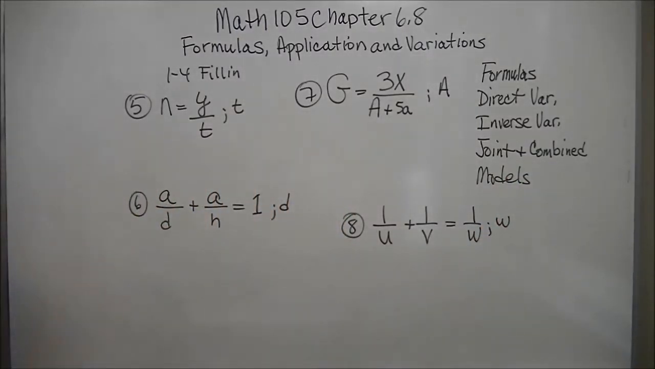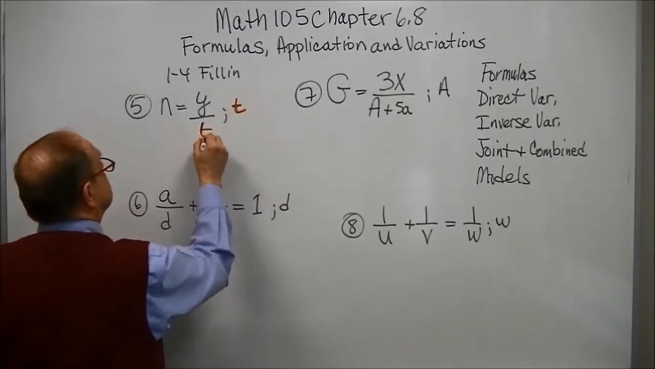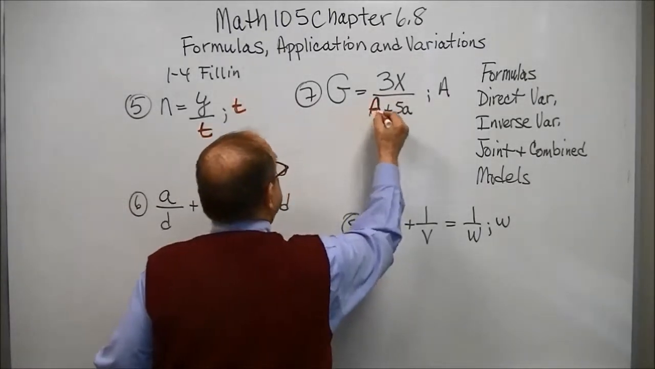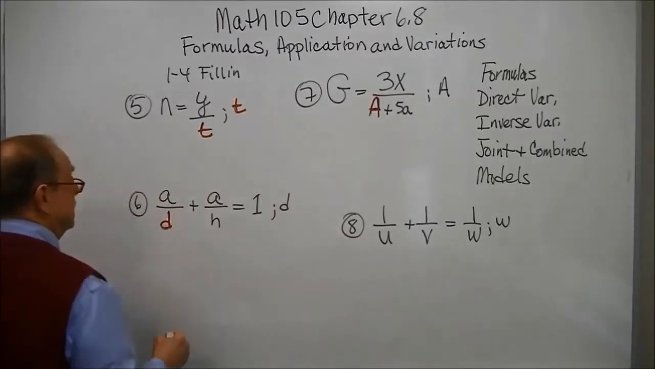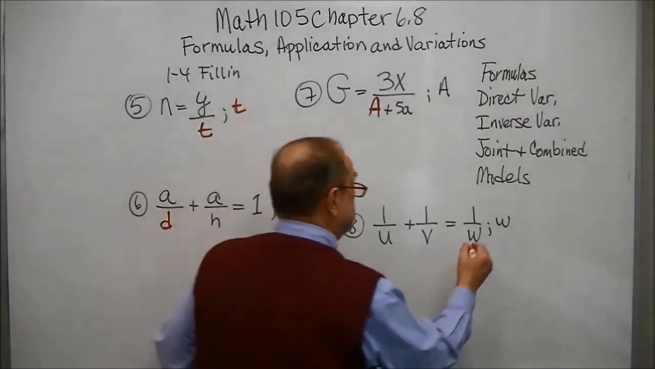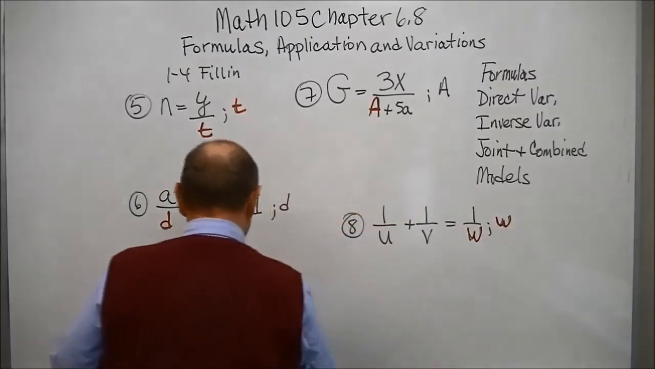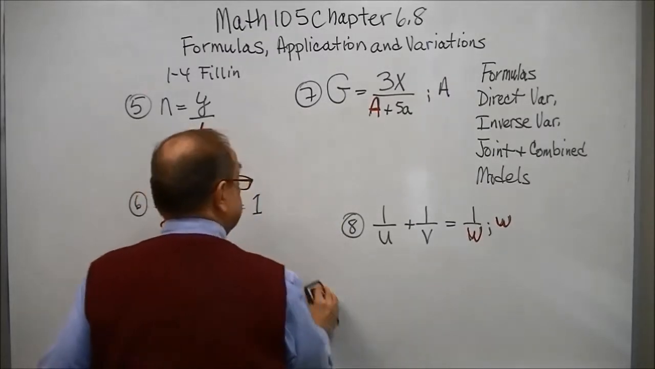So here are some of the formulas, and what they're asking us to do here is to solve for various letters within the formula. So here we want to find out what T is. Here we want to solve for the letter A. Here we want to solve for the letter D. And here we want to solve for the letter W. So now that we've identified that, we can get rid of those.